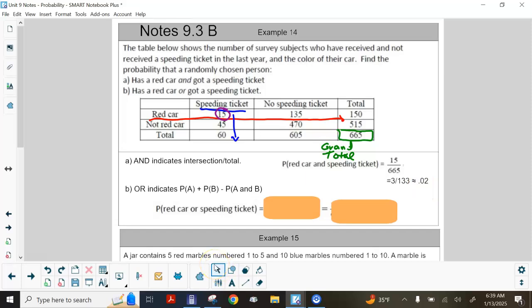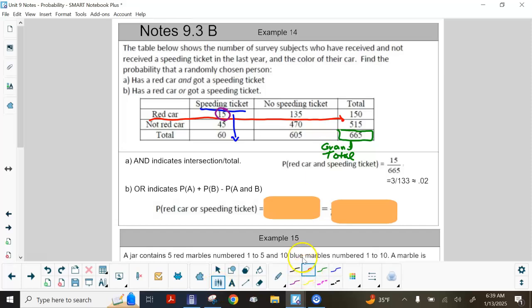All right, letter B. This one's asking you to do OR. So notice the formula for OR is up here. They kind of indicated where they have the probability of A plus probability of B, and then subtracting out the probability of the A and B. Okay, so the first thing I'm looking at is what were the red car, which we mentioned before, the 150. What was the probability of speeding ticket, which would have been the 60 total. And then A and B subtracted. Remember, this is going to be the combination of where they intersect, which we know is that 15.